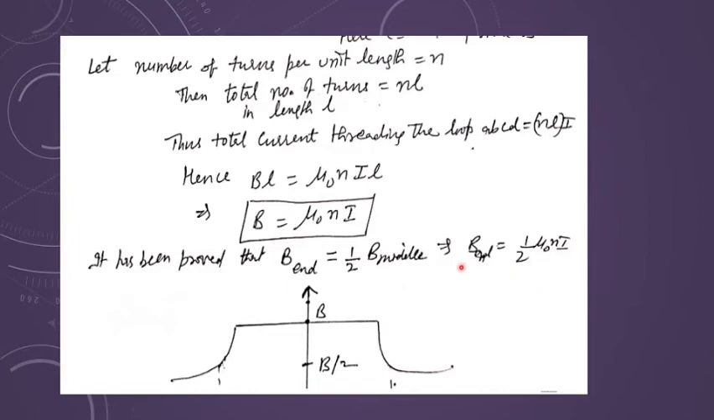So the magnetic field at the end is equal to 1 by 2 mu naught Ni. This formula, mu naught Ni, you should keep in your mind because it is to be used for solving the numericals whenever it comes.